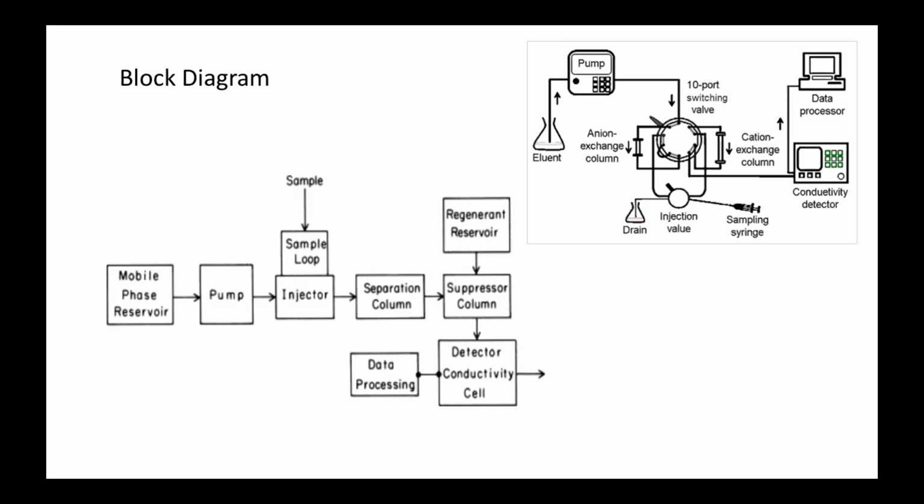But the one on the left includes the suppressor column. What that's used for is to cancel out any noise. Basically, it removes all but the analyte ions from the phase. So nothing else is giving off a signal that you don't want after it passes through the suppressor column.